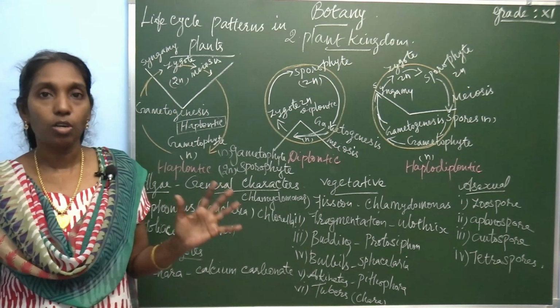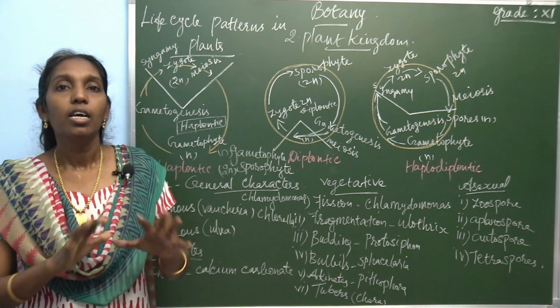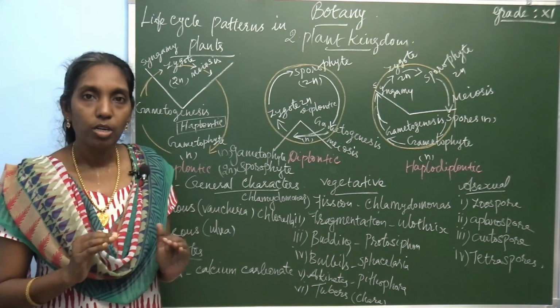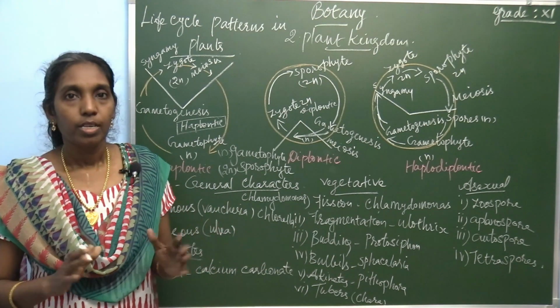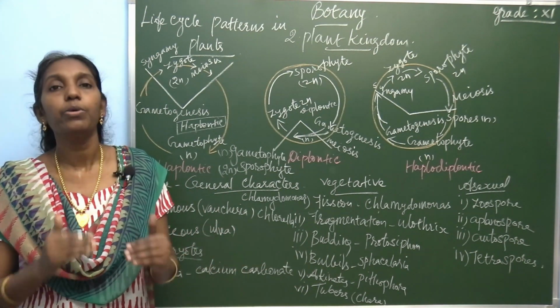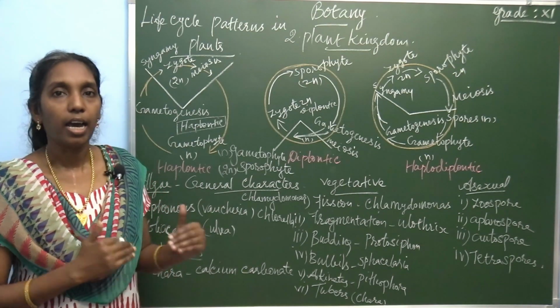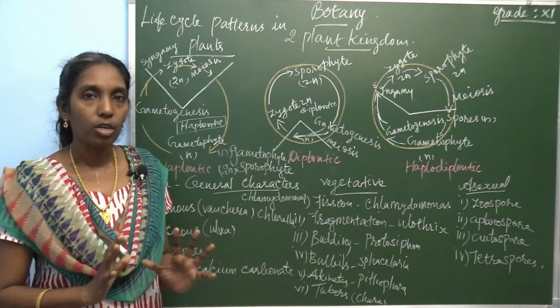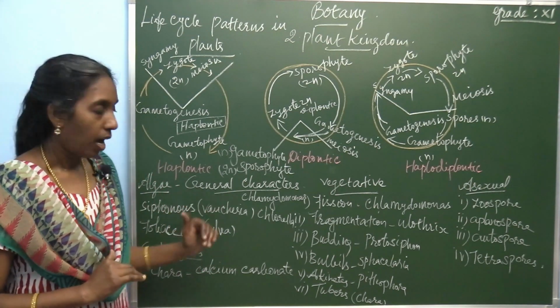In the thallus organization, first let us see the thallus organization. The algal plant body is thallus. What is thallus? The plant body cannot differentiate into root-like, stem-like and leaf-like structures. So, a wide range of thallus organization is observed in algae.